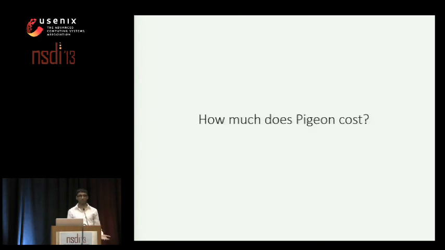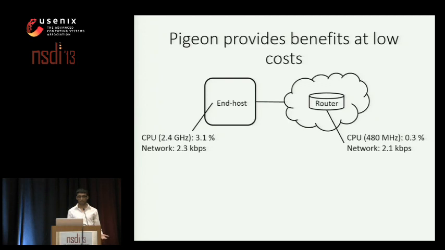So how much do all of these benefits cost? Well, running additional logic in the system and then transferring failure data has CPU overhead and network overhead. And we measured this overhead. We found the CPU overhead at each end host to be about 3% and at each router to be about 0.3%. And we found the network overhead to be about 2 kilobits per second, which is about 5 orders of magnitude less than the bandwidth of a gigabit link.